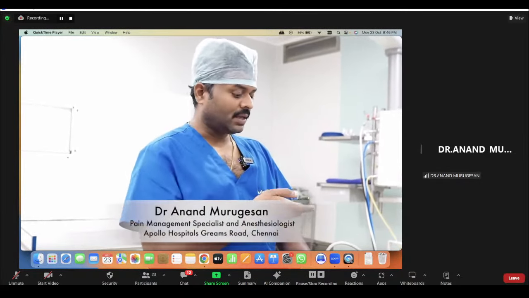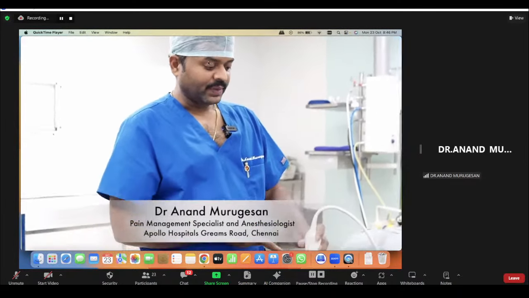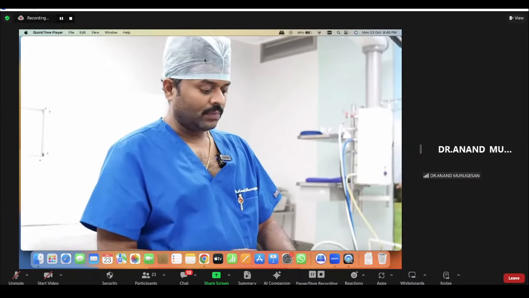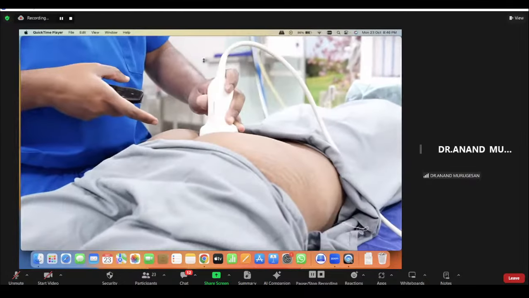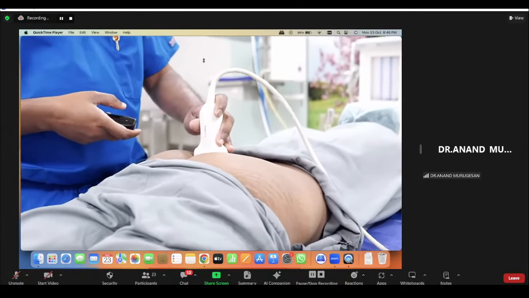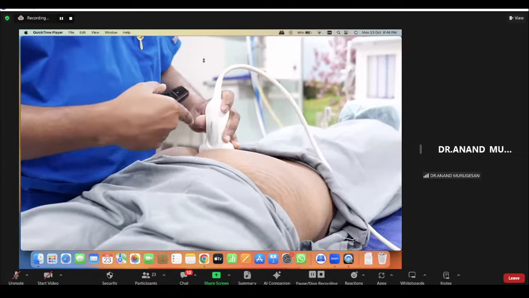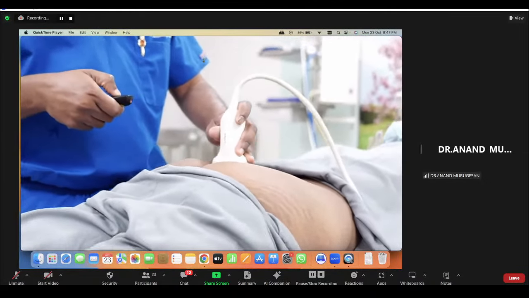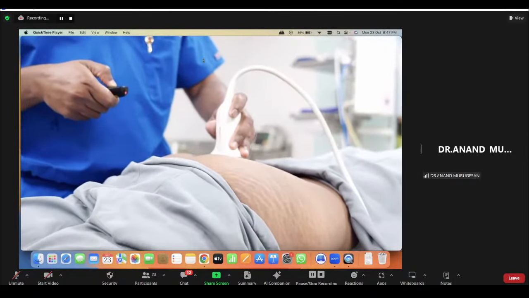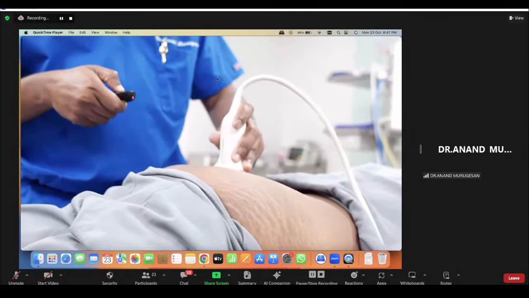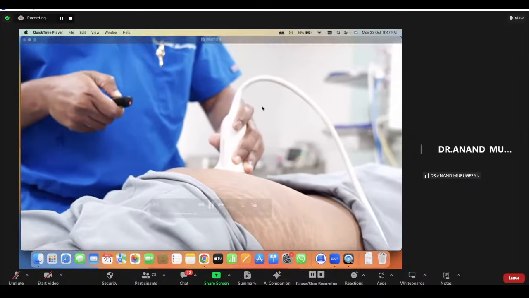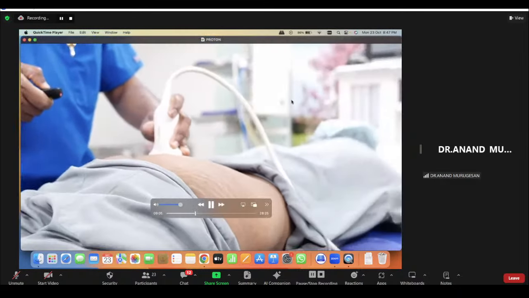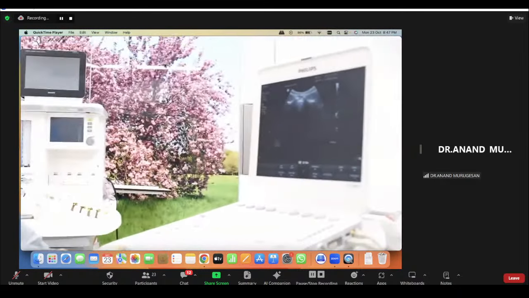You can see now how the probe is placed here. It's a low frequency, curvilinear probe. I'm placing it exactly on the sacral hiatus. It's a transverse view. Now I would like to show exactly this in the sonography. Can you show the ultrasound? Now you can see the ultrasound there.